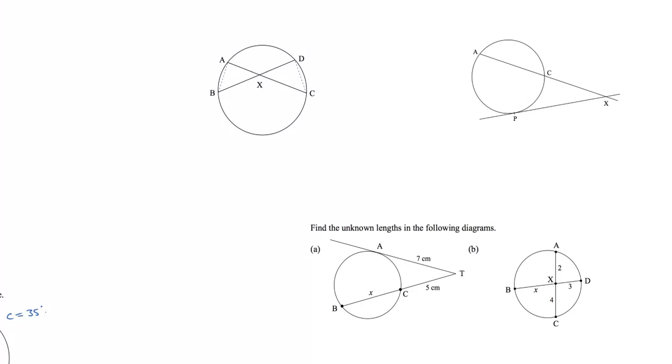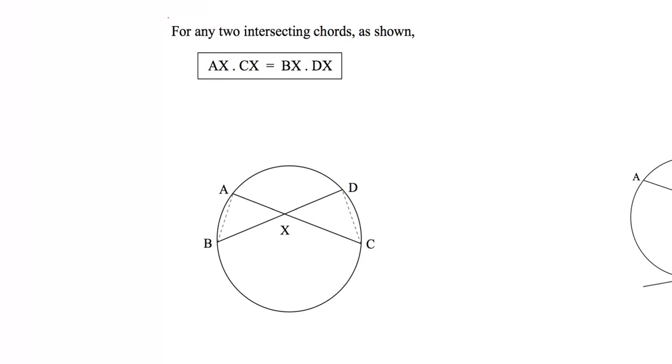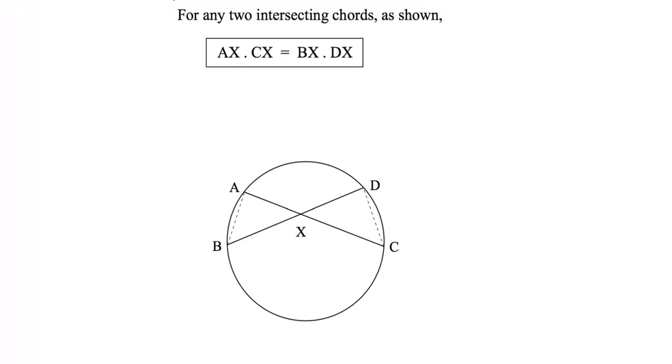Now, the next ones, let's take a look at these. We're going to have a look at some chords, some intersecting chords. Now, I'm not proving them in this video, but take a look at this situation in front of us. The rule is this. If you take the picture, A to X times C to X is the same as B to X times D to X. So what I'm really illustrating here with the colors is if I multiply those red distances together, it's going to be exactly the same as when I multiply these blue distances together.